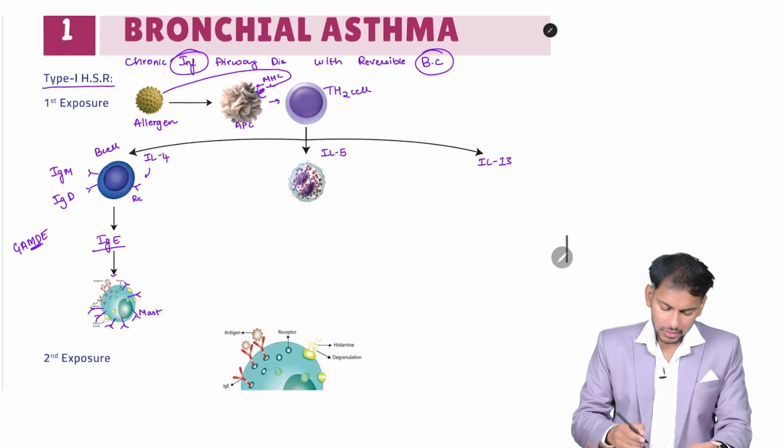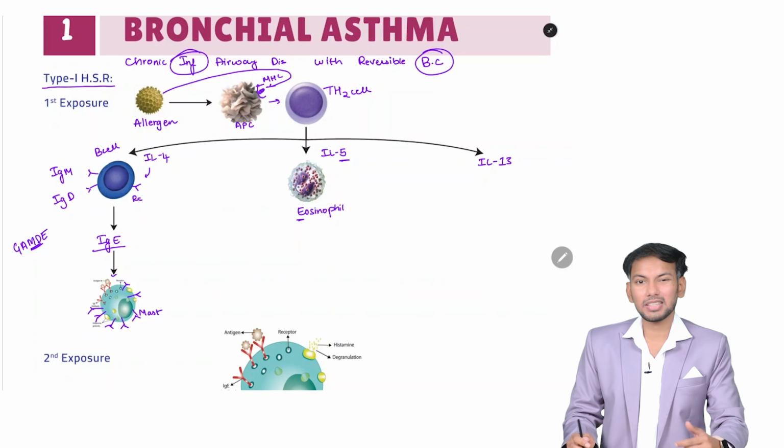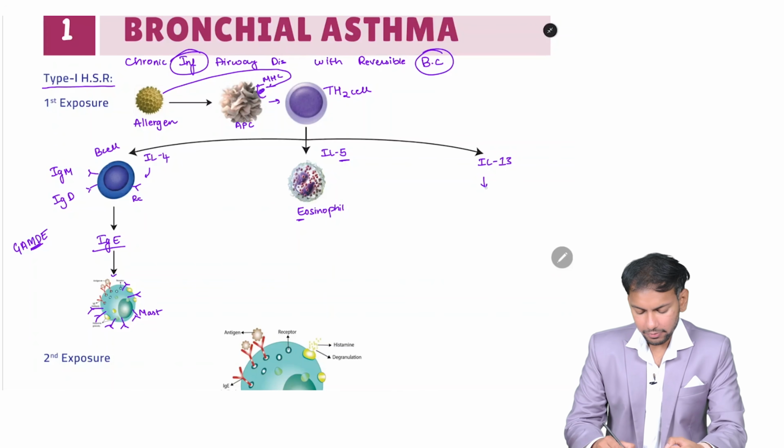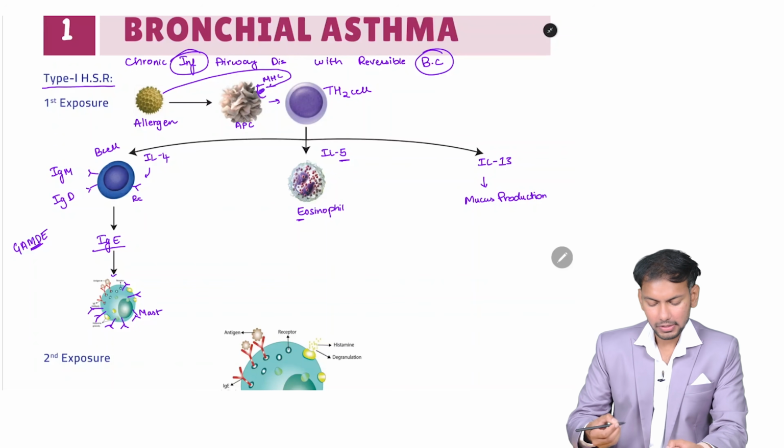Now, this IL-5 will activate eosinophils. It is given in the name itself: 5 means the fifth alphabet, that is E. It is eosinophil. IL-13 will increase the mucus production. This is what is going to happen in the first exposure.